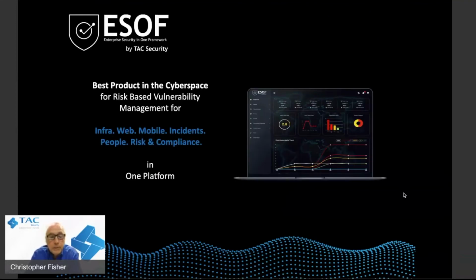We combine these concepts into our platform, ESOP, which is Enterprise Security in One Framework. And ESOP is a risk and vulnerability management platform. It's the best one in the industry to give you that wide view of data from many, many vectors and look at vulnerabilities across your entire IT stack, from infrastructure, web applications, mobile applications, incident data, people data, GRC data, change data, all of this data combined into one platform to give you a clear view on what you should do first to address vulnerability and risk in your environment.